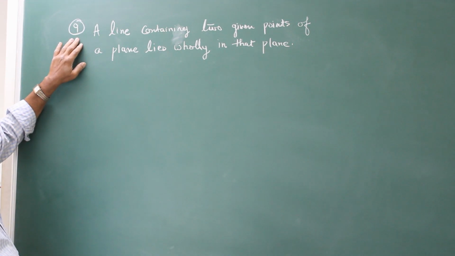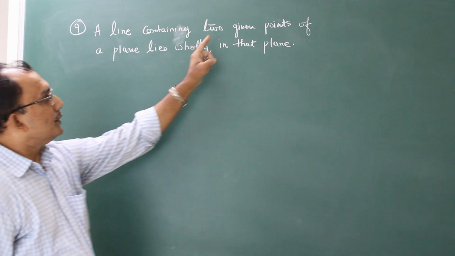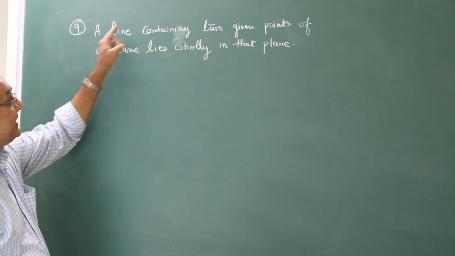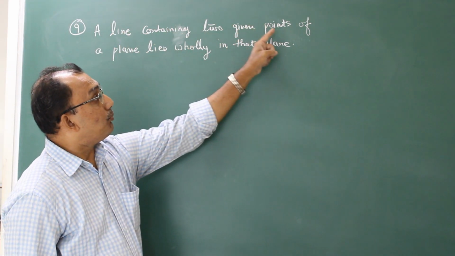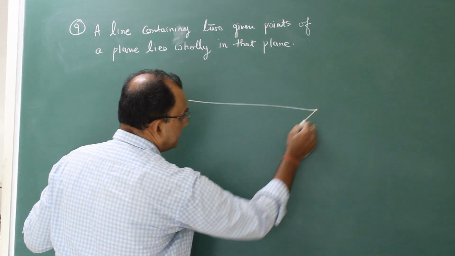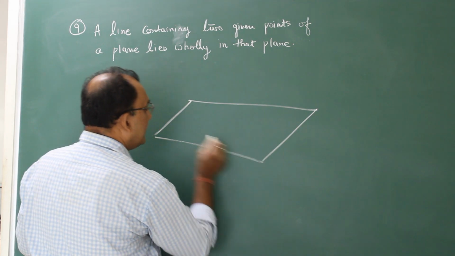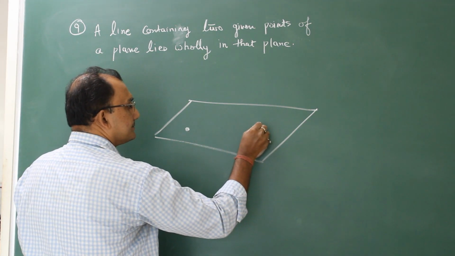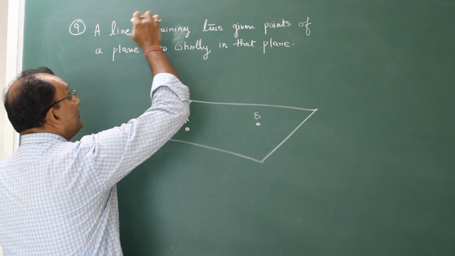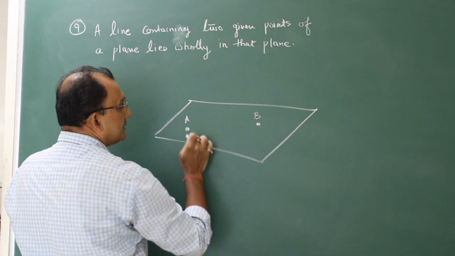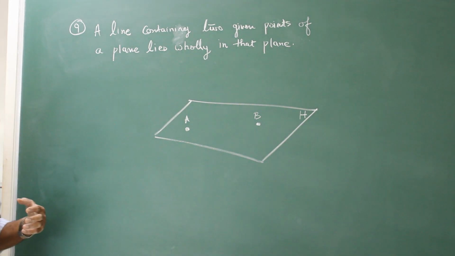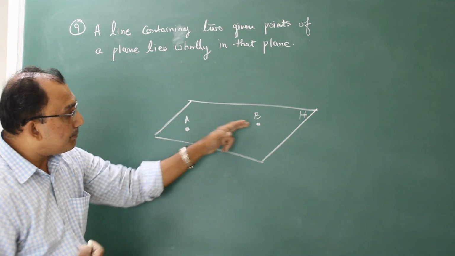Axiom number 9. A line containing two given points of a plane. So what does it mean? A line containing two given points of a plane. That means we have a plane. There are 2 points on the plane, point A, point B. These are the 2 points of a plane H. Now I want a line which should contain both these particular points.